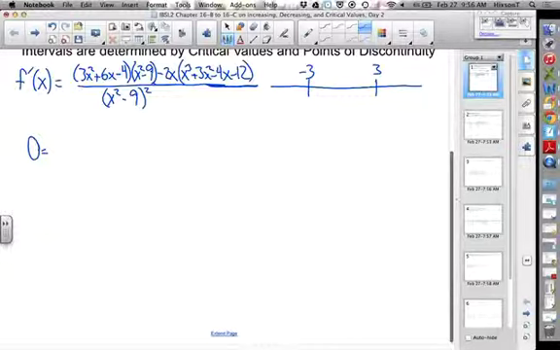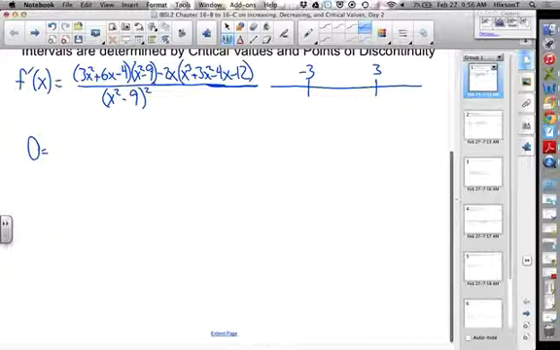Come on guys. What are we going to have to do? If I want to get the numerator equal to 0, what do I have to do first? Set it equal to 0. Okay, set it equal to 0, and if I'm solving, distribute. It gets a little messy, but you're going to have to distribute.